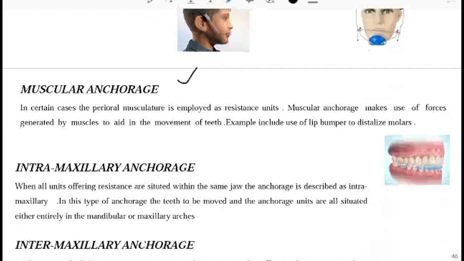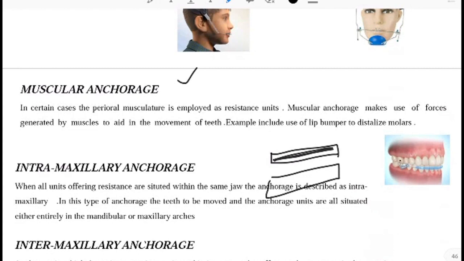Then you have intramaxillary anchorage. Intramaxillary means what? Everything is in that place only. If this is the maxilla, this is mandible. Everything is in the maxilla only. Intramaxillary. The tooth to be moved and the anchorage units, everything is entirely on that part only, either the maxilla or the mandible.